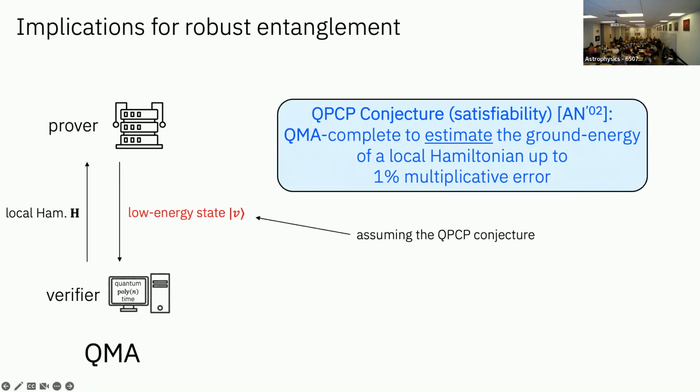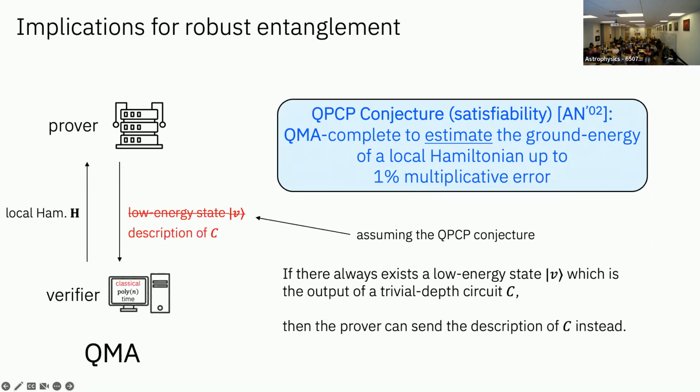What happens is, that seems fine, that seems totally consistent. But if the low energy state was the output of a trivial depth circuit, meaning there's a very short circuit that outputted that state, then you can go even lazier, right? Instead of sending you the low energy state, you can just send you the description of the circuit that produces it. But when the prover becomes this lazy, it actually lets the verifier become lazy as well. And the verifier now doesn't even have to use a quantum computer to understand properties of C. He only uses his classical computer.